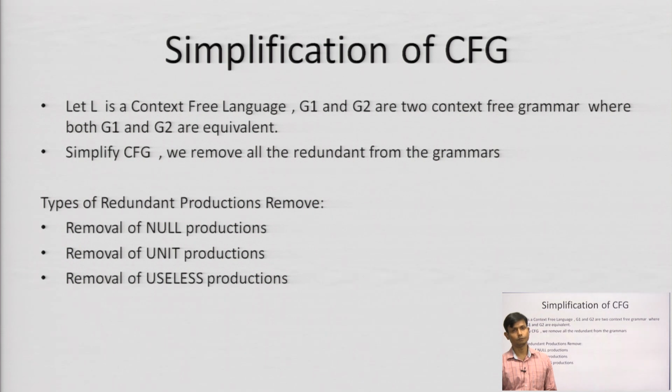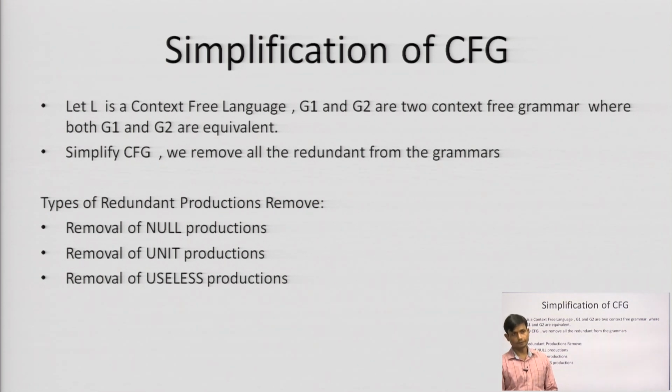To simplify a CFG, we remove all the redundancy from the grammar. How is this done? By removal of null productions, removal of unit productions, and removal of useless productions. These three types of redundancy can be removed from a context free grammar.